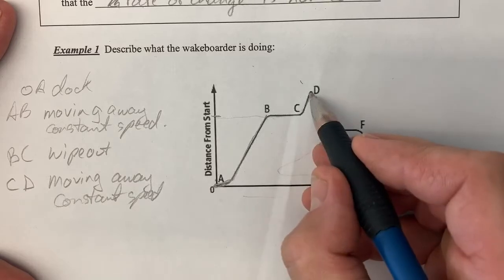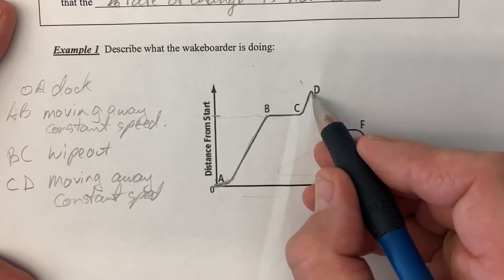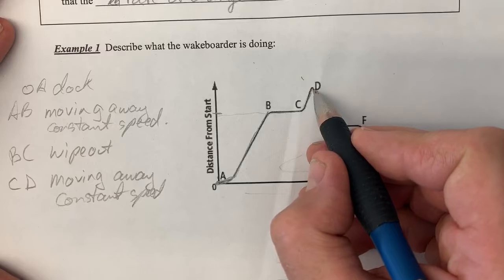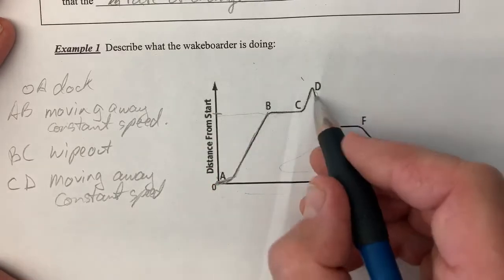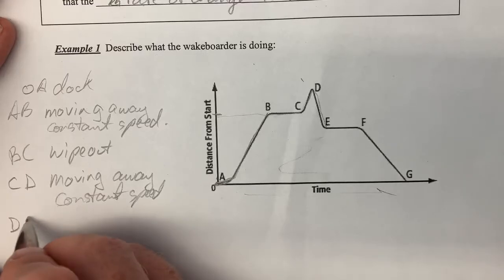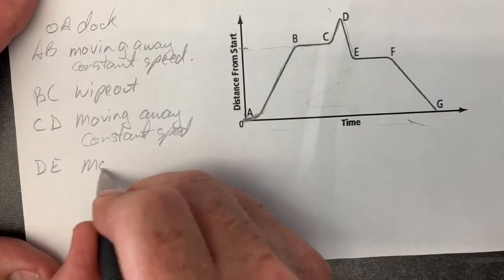And then at D, all of a sudden you're not getting further away. Now D turned around and you're moving back towards the dock because the distance is getting smaller, right? And this is really steep. D to E, okay, so now I'm moving towards the dock.